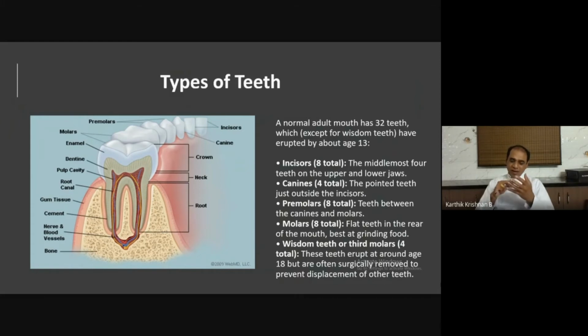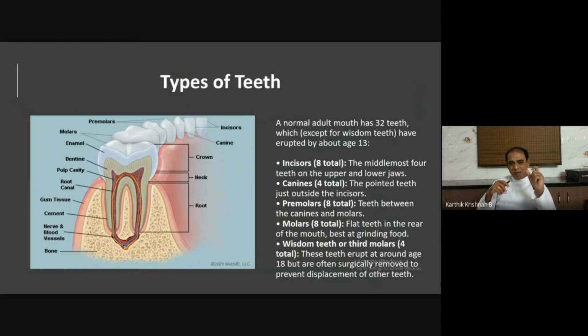That is 20 milk teeth, or deciduous teeth as we call them, and 32 permanent teeth. In the milk teeth we have two incisors, one canine and two molars in one arch. We usually divide it as maxillary arch and mandibular arch. Maxillary is the upper arch and the mandibular is the lower arch.